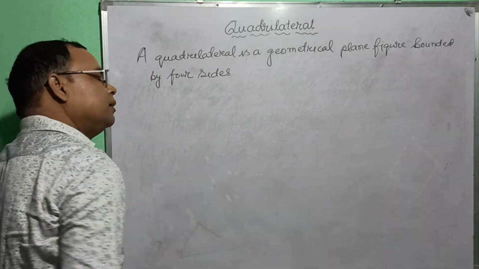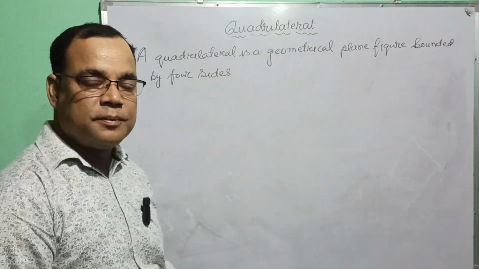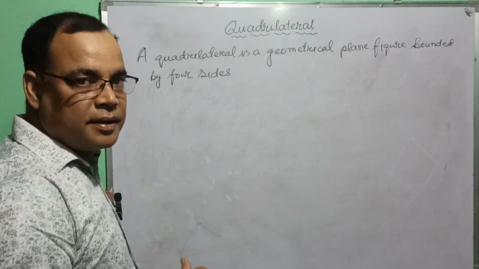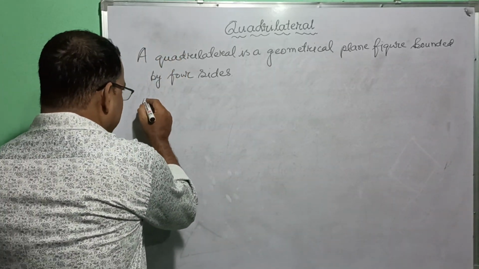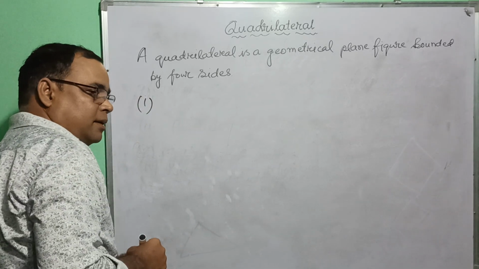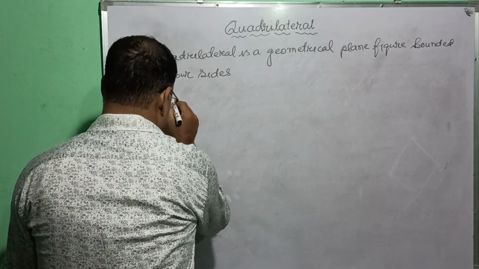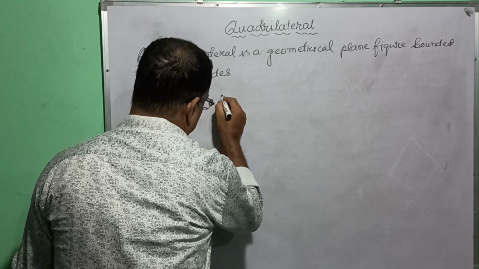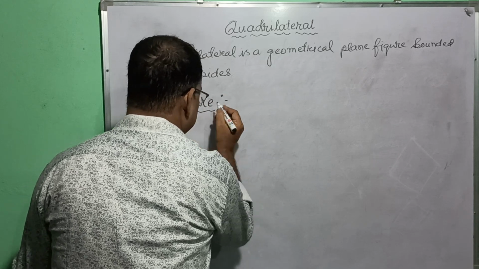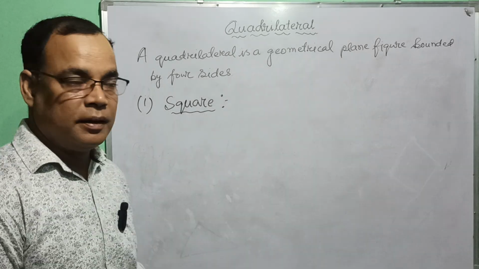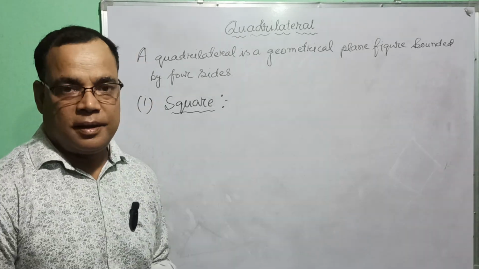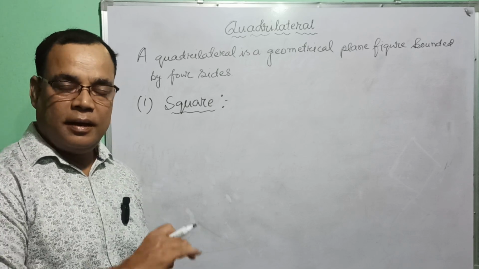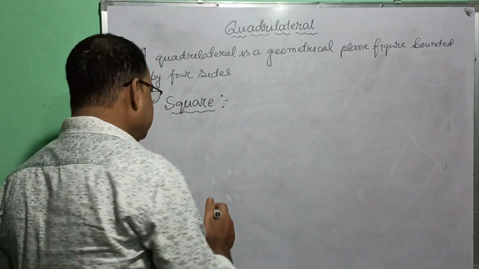Now one by one we'll discuss the different types of quadrilateral. Let me write all the types. So basically there are 6 different types of quadrilateral. So first of all, I can write square. So how can we define a square? A square is a quadrilateral. In this way, we'll define all the 6 different types of quadrilateral in the similar way. So we can start in this way.